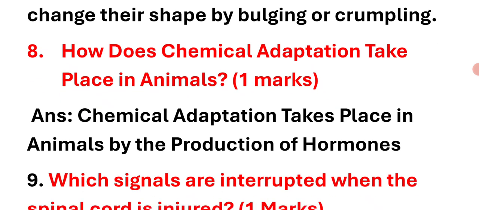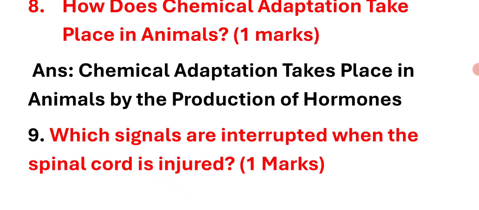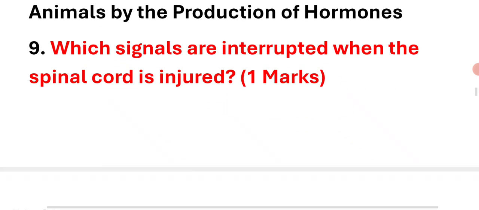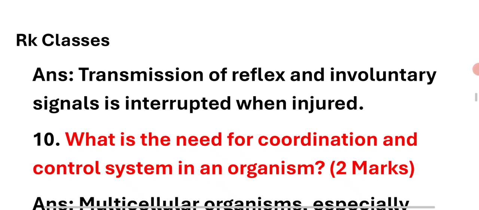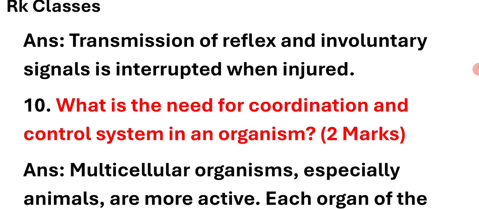1 mark question. How does chemical adaptation take place in animals? Right answer: chemical adaptation takes place in animals by the production of hormones. Question number 9. Which signals are interrupted when the spinal cord is injured? Transmission of reflex and involuntary signals is interrupted when injured.